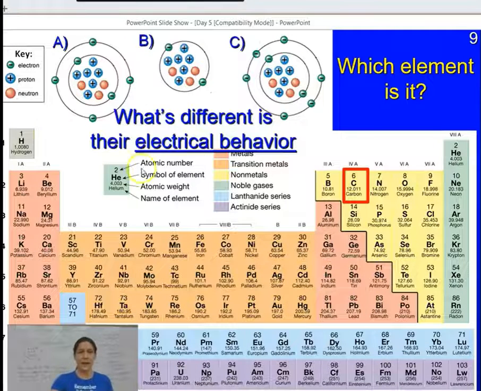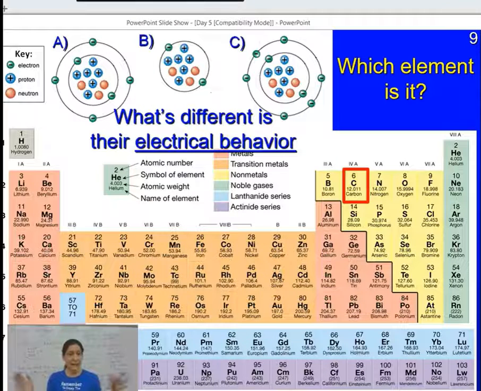So if you look at option A here, it has 6 protons and it has 6 electrons. The positive charge of a proton and the negative charge of an electron will cancel each other out. So if you have 1 plus charge and 1 minus charge, you get something neutral. They cancel each other out. If you look at B here, B contains more protons than electrons. So it has an overall positive electrical charge. If you look at option C, it contains more electrons than protons. So it has more negative charges than positive charges. It has an overall negative electrical charge.